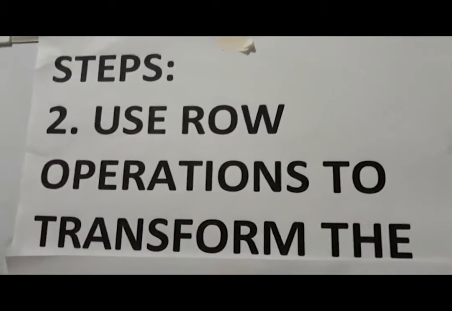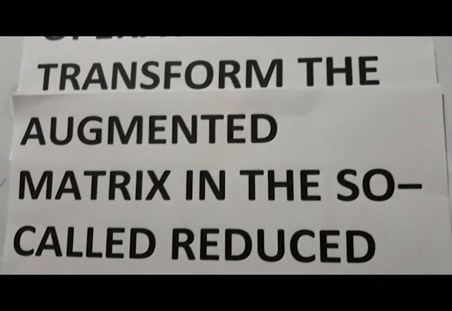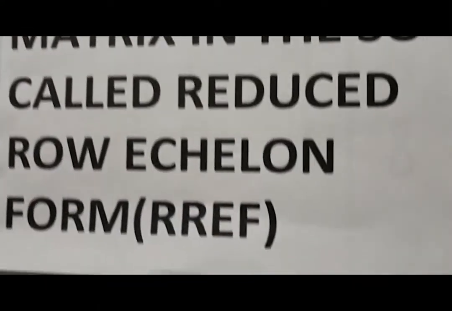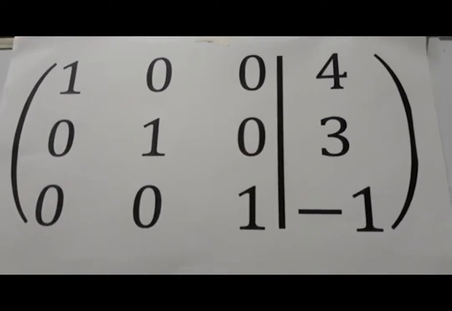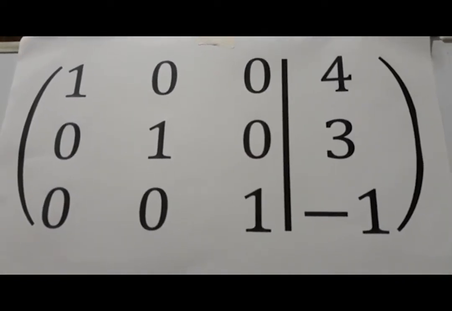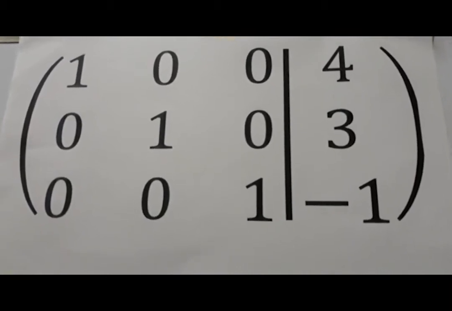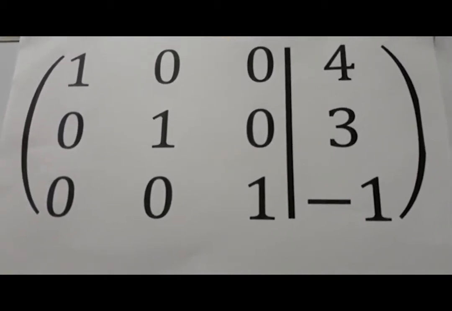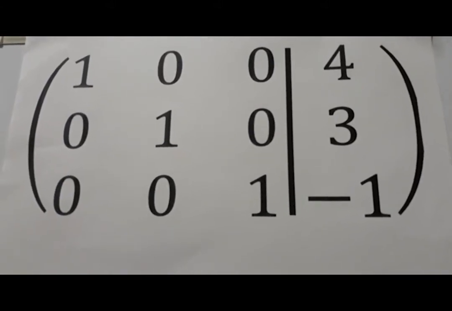The second step now is to use row operations to transform the augmented matrix into the so-called reduced row echelon form. This is an example of a matrix in reduced row echelon form. To be in this form, a matrix must have the following properties. First, if a row does not consist entirely of zeros, then the first non-zero number in the row is a 1. We call this the leading 1.